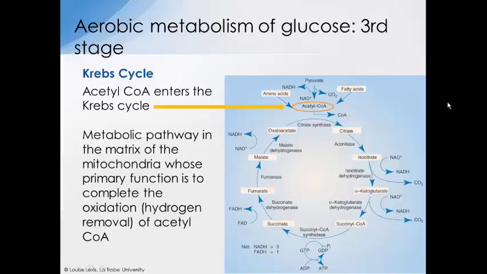Now on to the third stage of the aerobic metabolism of glucose. Remember that acetyl-CoA were final products in the previous slide. This acetyl-CoA is shown here, and the chemical reaction that I showed you on the previous slide is shown here. Acetyl-CoA enters what we call the Krebs cycle, and the Krebs cycle is shown here.